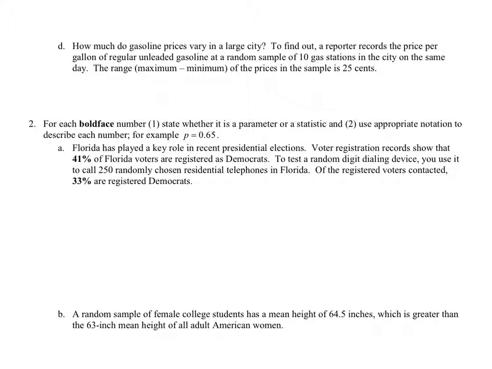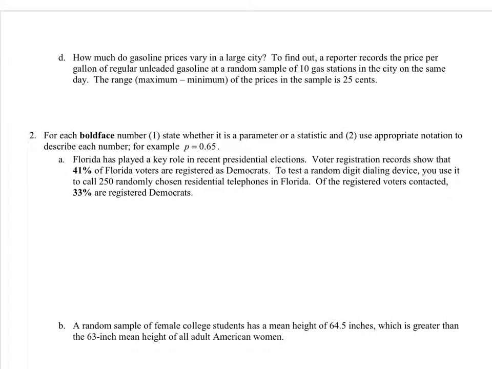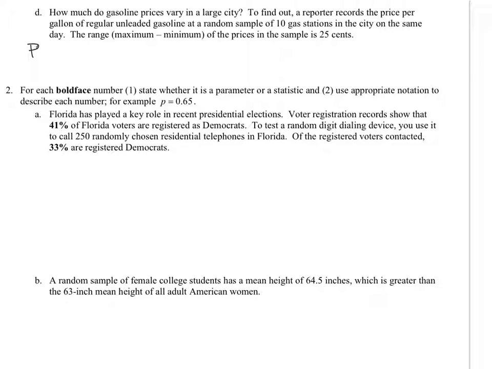All right, and then D: how much do gasoline prices vary in a large city? To find out, a reporter records the price per gallon of regular unleaded gasoline at a random sample of 10 gas stations in the U.S. on the same day. The range of the prices in the sample is 25 cents. So this is similar to what we did in part A, where we didn't really have a Greek or a statistics symbol. So we just have range. So we would have to say what our population is. I have to write small on this one, I guess.